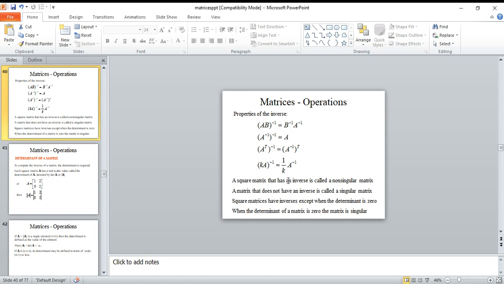A square matrix that has an inverse is called a non-singular matrix. A matrix that does not have an inverse is called a singular matrix. A square matrix has an inverse except when the determinant is 0. When the determinant of a matrix is 0, the matrix is singular.